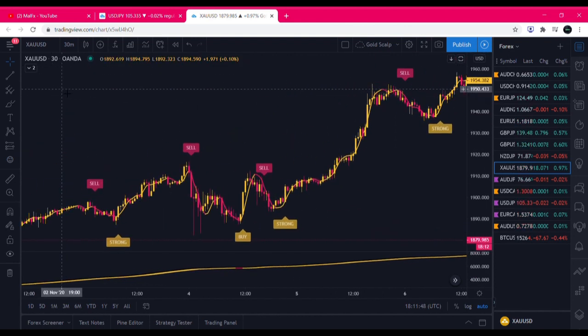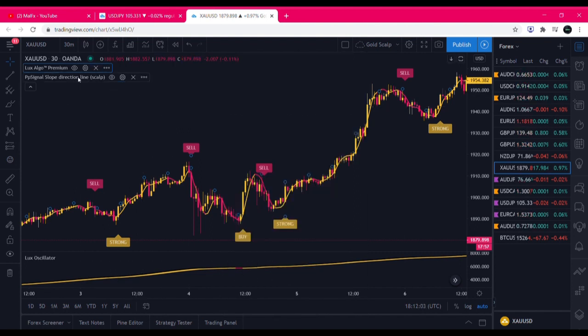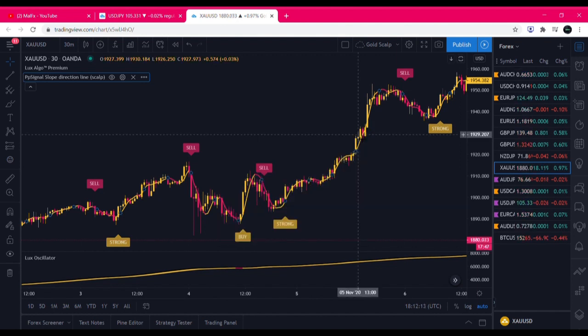Let me just give you the settings. They're pretty much the same. I'll put them in the description. But these are 9 and 20. That's the only ones you need out of here. Sensitivity is 9. Agility is 20. The PP signal slope directional line, that's 10. As always, it'll always be 10. That's the only setting I like. It'll come as 14, but 14 is trash.